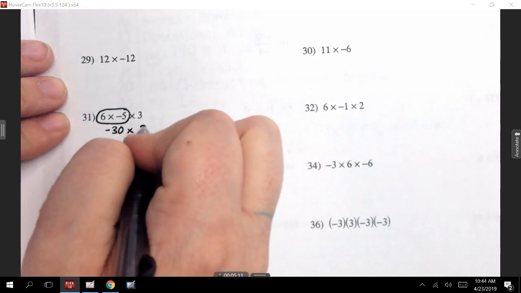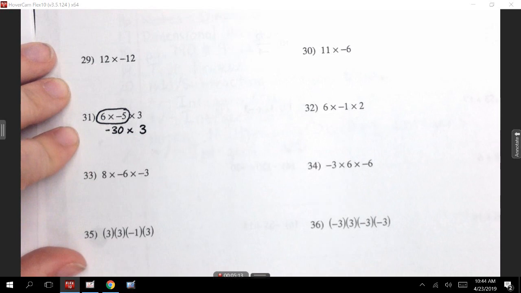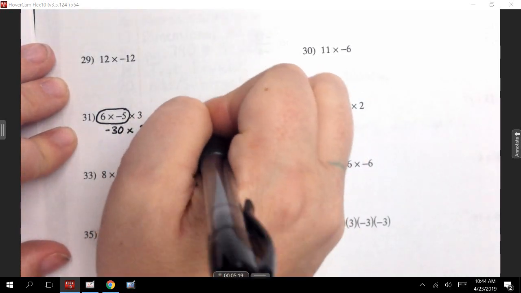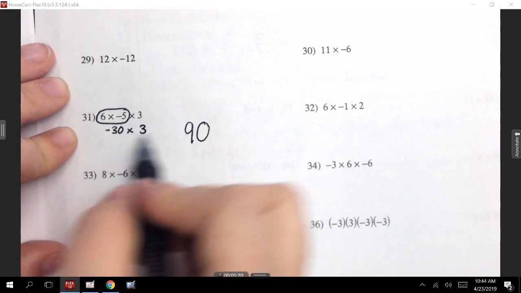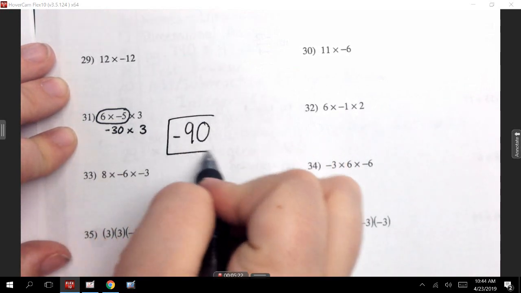And now I have negative 30 times 3. 30 times 3, what do I get, Zach? 90, and should it be a positive or a negative? A negative because they're different signs. Okay?